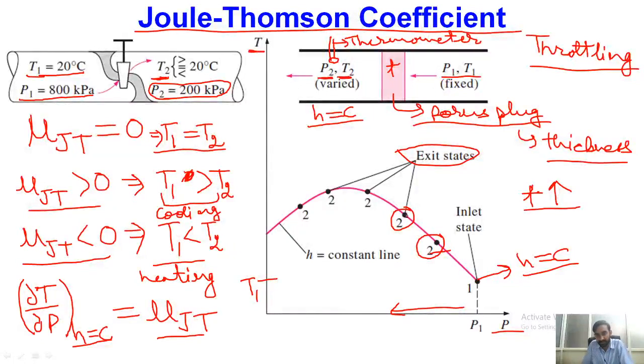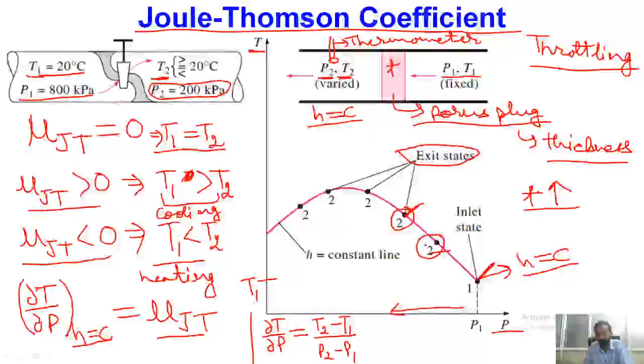Let me consider the slope in this region. Say this is my point number 2 and this is my point number 1. In this region, del T by del P will be equal to (T2 minus T1) divided by (P2 minus P1). In this region, T2 is more in comparison to T1, so the numerator will be positive, and P2 is less than P1, so the denominator is negative. So to the right of this point, the value of the slope is negative.